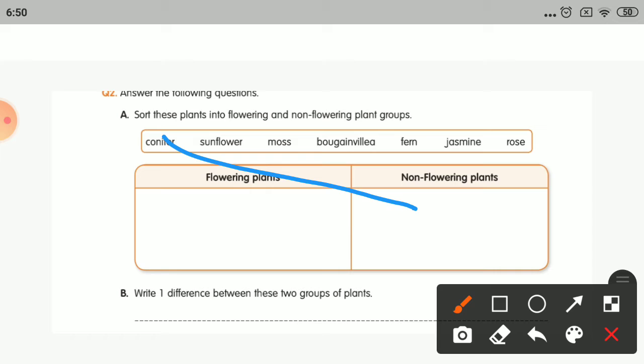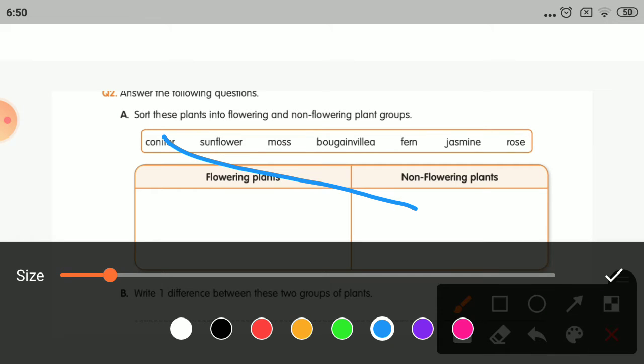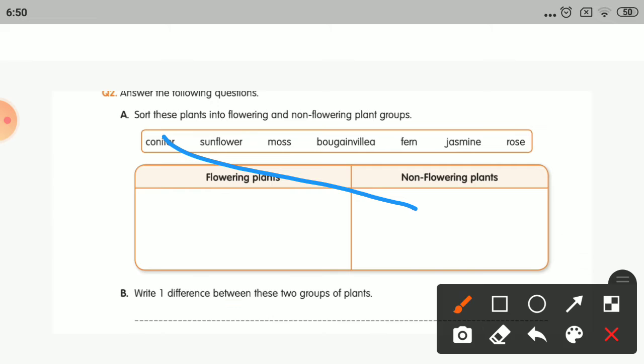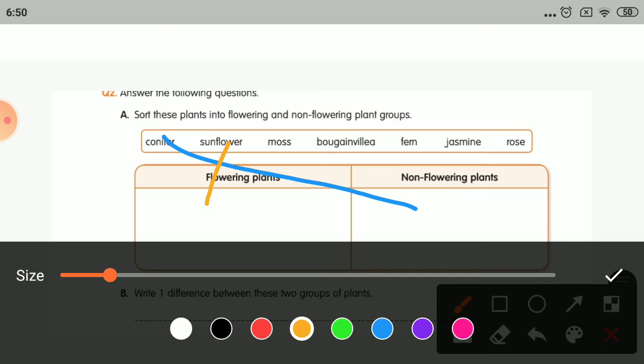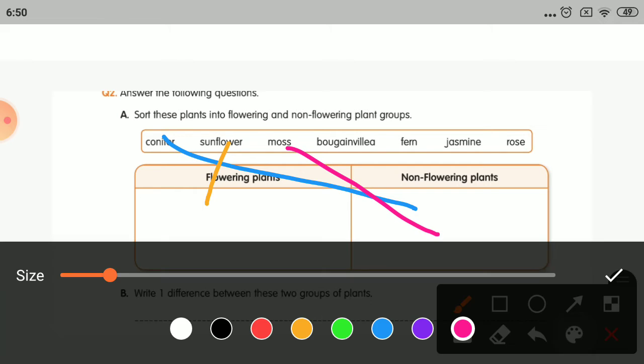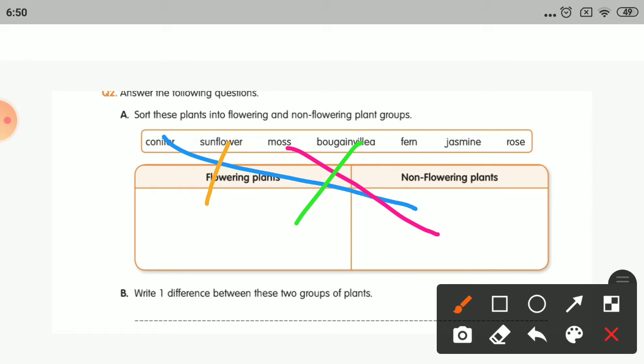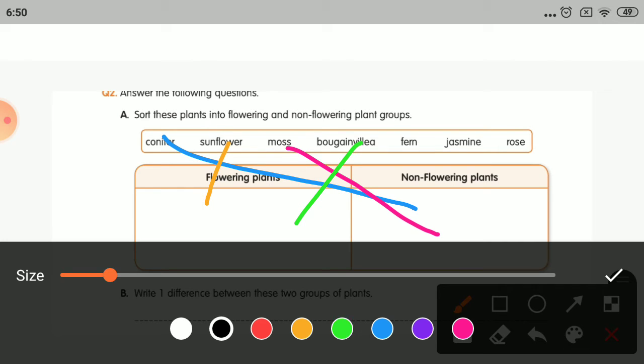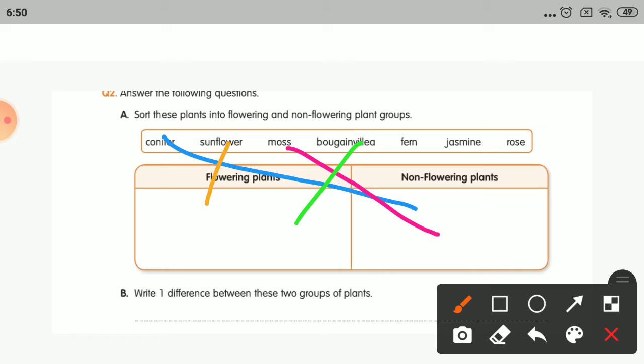Whereas the next one is your sunflower. Sunflower is a flowering plant. Then your moss. Moss is a non-flowering plant. Whereas when it comes to your bougainvillea, it is a flowering plant. The next one is your fern. Fern is a non-flowering plant.